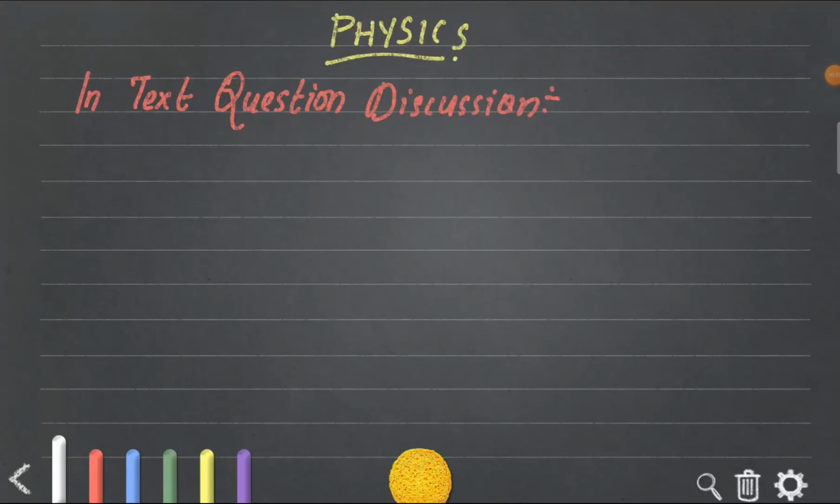Today we will be having an in-text question discussion for the chapter Effects of Electric Current. Already we had one doubt clearing session and we have also completed the entire chapter. But I feel many of the students are having difficulty to answer the in-text questions, especially those questions where a substitution for some sort of equations is required.